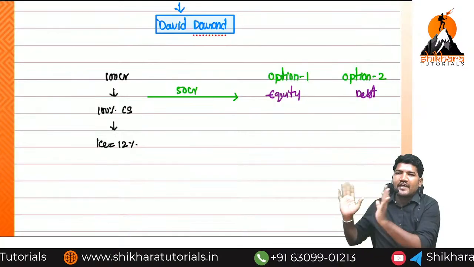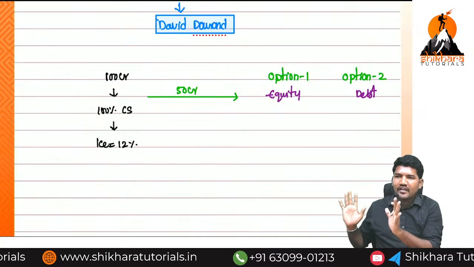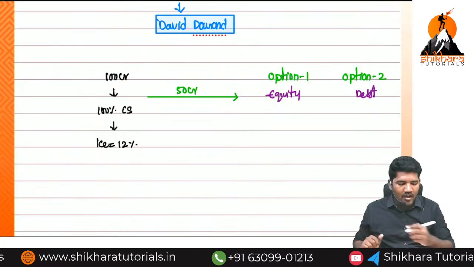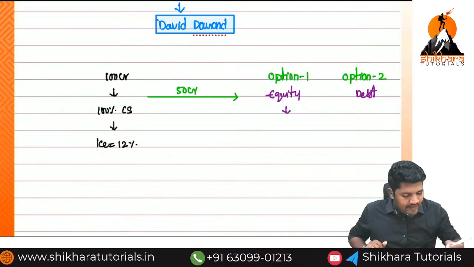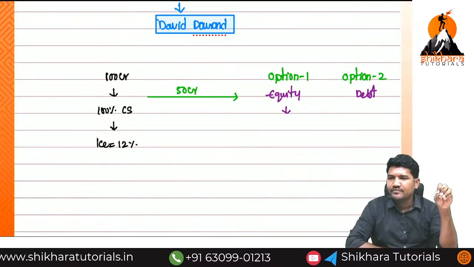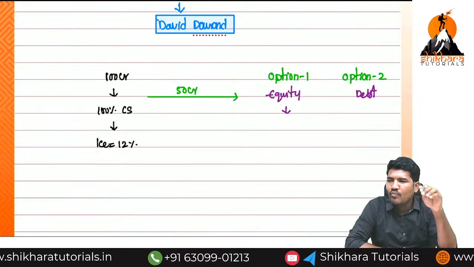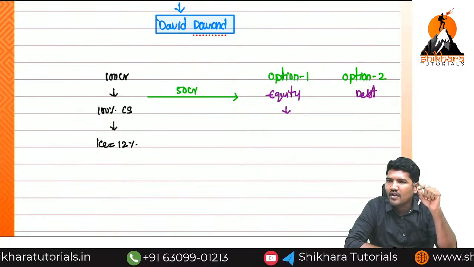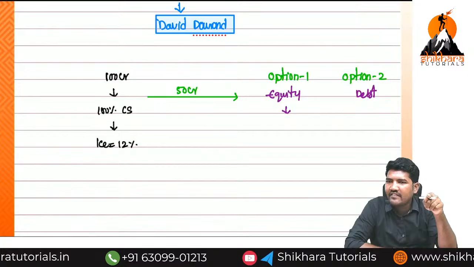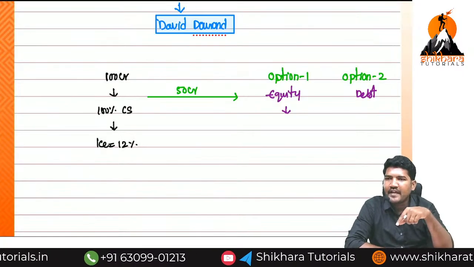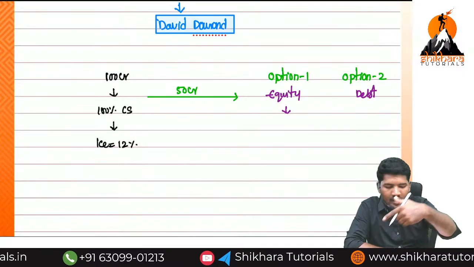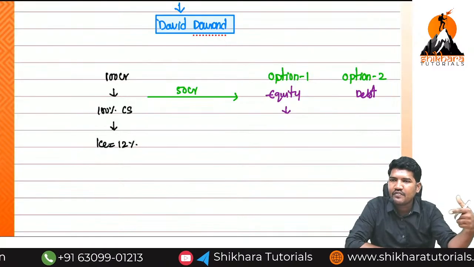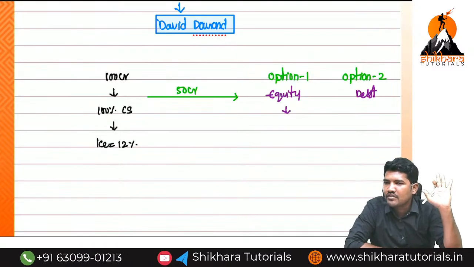Forget about the current. Are you clear? Now, if I choose option 1, what is the cost I need to pay? KD or KE? Already I'm paying 12% for 100 crore rupees. Now I need to pay another 12% for 50 crore rupees. Yes or no, sir?